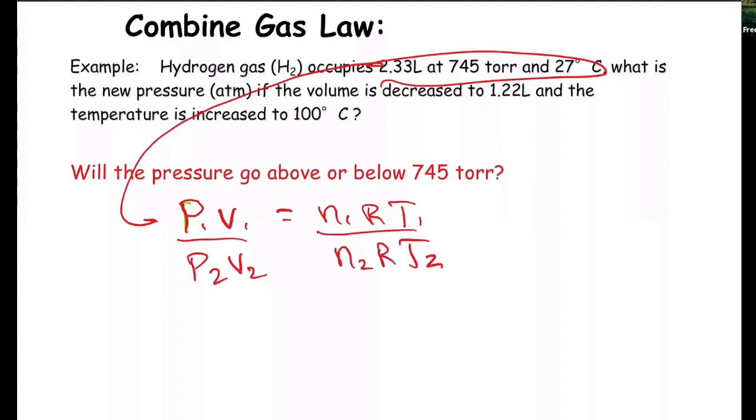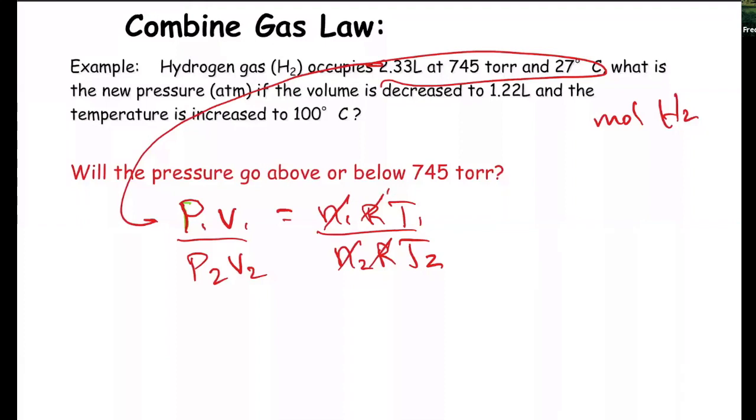Now notice that they don't say anything about the moles of hydrogen. If they don't say anything about the moles, they don't define it, you can assume it doesn't change. You can assume that the moles under the first condition is the same as the moles under the second condition. So if they're the same, they cancel out. You can also see that R cancels out.